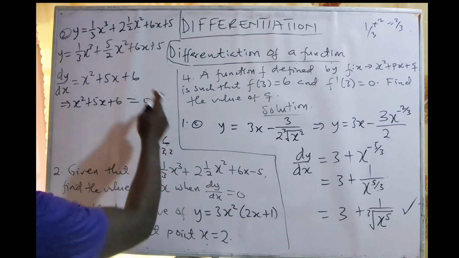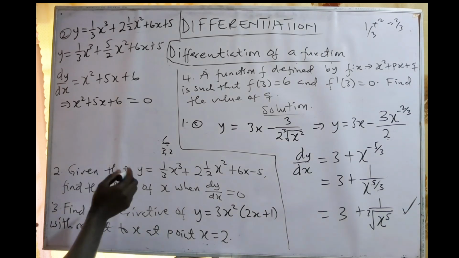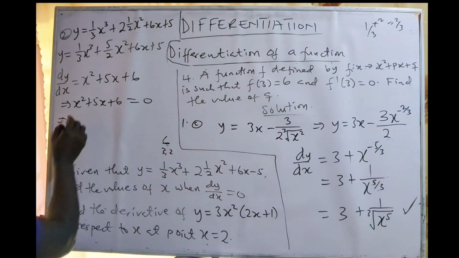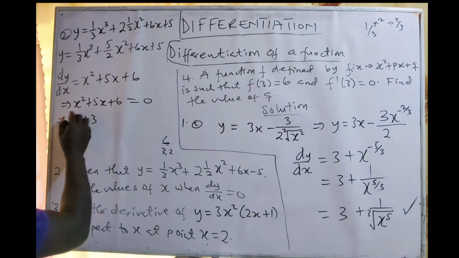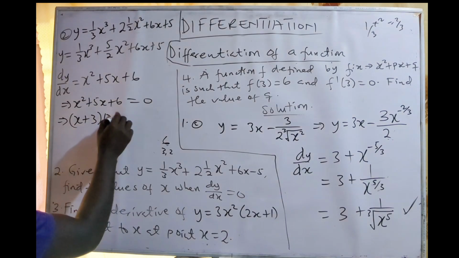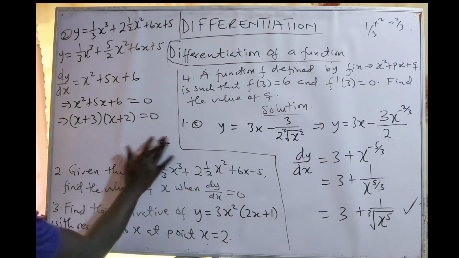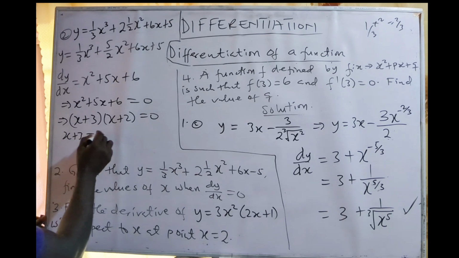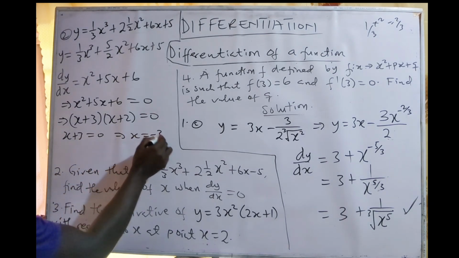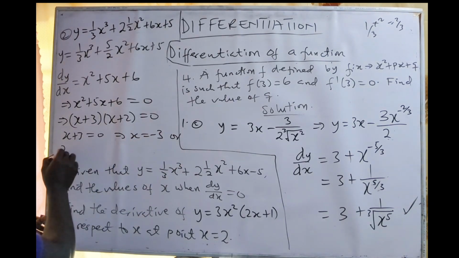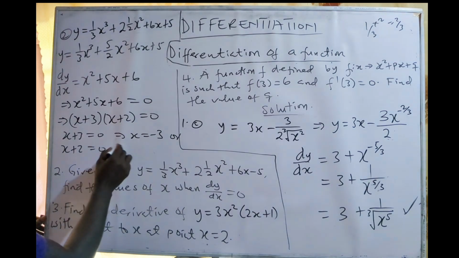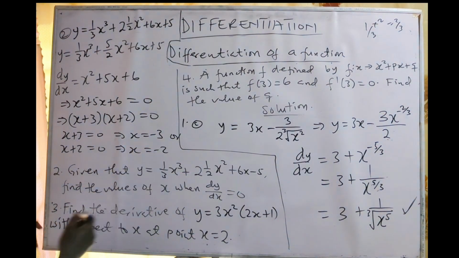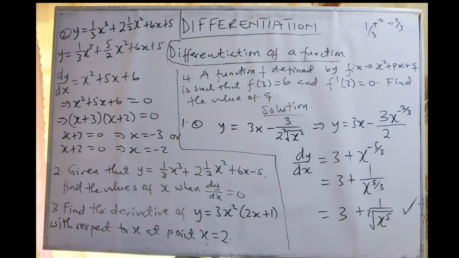3 times 2 is 6, and 3 plus 2 will give me 5. So this can be (x plus 3)(x plus 2) equal to 0. So the values of x: either x plus 3 is 0, which is x equal to negative 3, or x plus 2 is equal to 0, which is x equal to negative 2. So the values of x are negative 3 and negative 2.